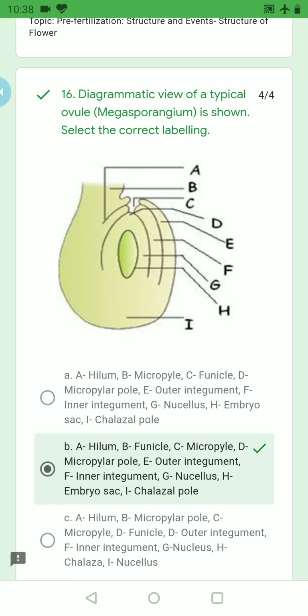Then E is the outer integument. F is the inner integument. What about G? G is the nucellus, which is a nutritive tissue. H is the embryo sac, and I is the chalazal pole. Now it's clear. Option B is the right answer, so you can easily identify diagrams with respect to labeling. Got it? So which is the right answer? Option B.